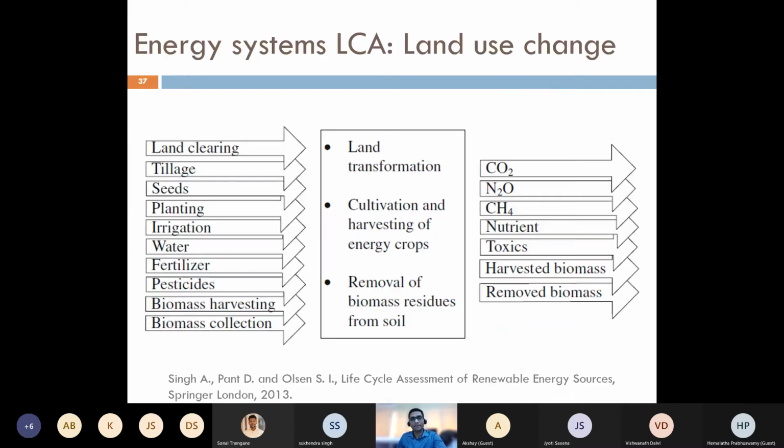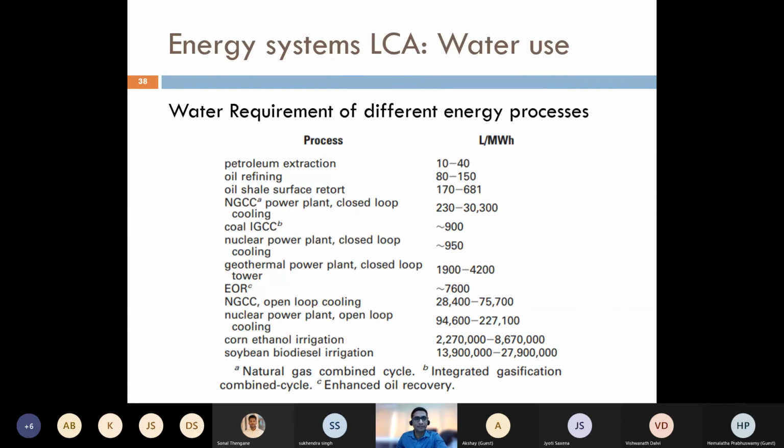kinds of LCA. The other thing is the land use change, which I believe we have already discussed in detail. I won't go into this. Then comes water use. This is an interesting slide which gives the liters per megawatt hour of energy consumed. If I'm talking about petroleum extraction or oil refining, they would consume around 50 to 150 liters of water per megawatt hour of energy produced.